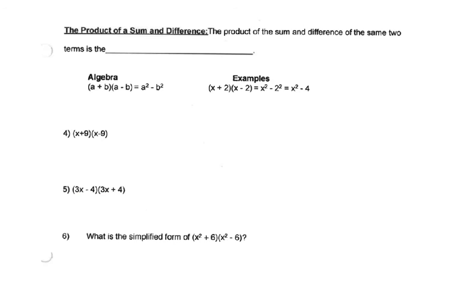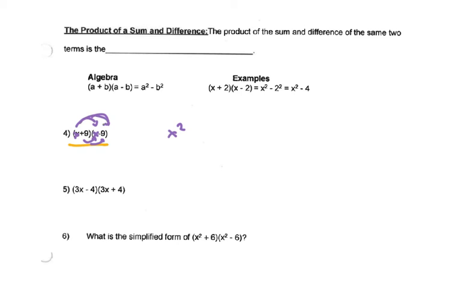All right. So there is another rule here, and this is the product of a sum and difference. What this rule is, well, let's just do an example. If I give you x plus 9 times x minus 9, you're still going to FOIL this out. If we FOIL this out, we're going to get x squared, right? X times x is x squared.